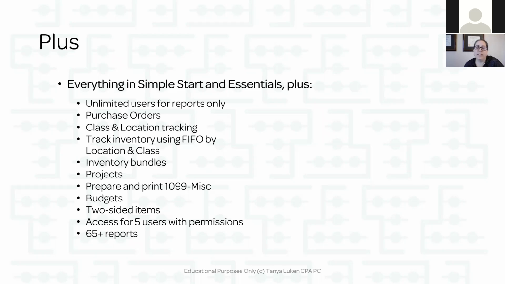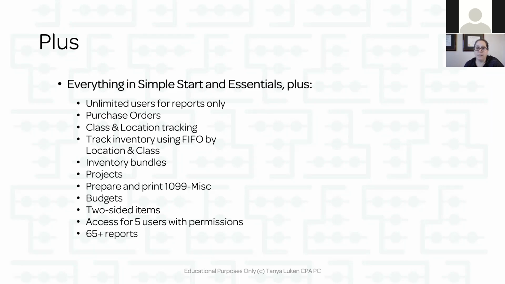QuickBooks Plus also tracks inventory. It's the lowest version you can buy that will track inventory. And it uses a FIFO method, which stands for first in, first out. So if you bought an inventory product for $2 a month ago, and you bought one today for $3, and you sell one of those tomorrow, your cost will be $2. Because it's going to create that cost at the first inventory value that was there.